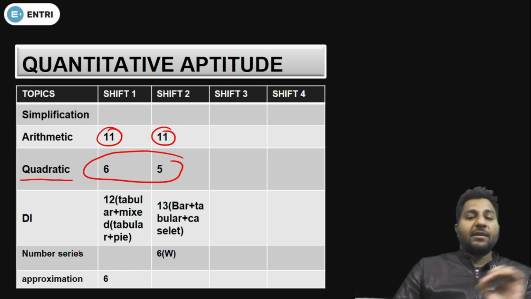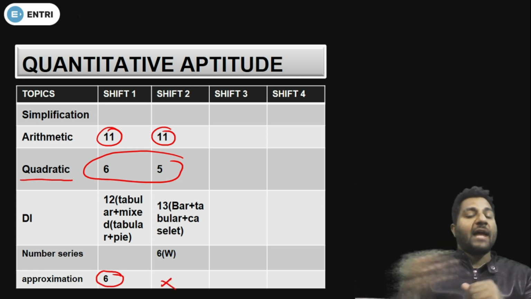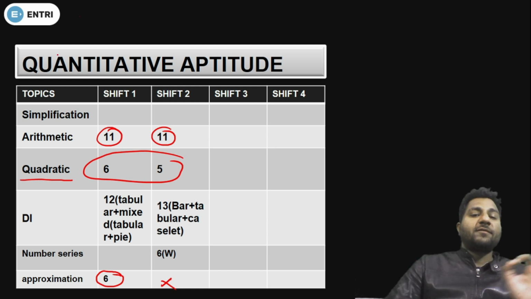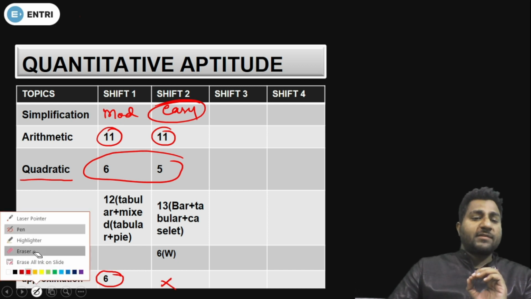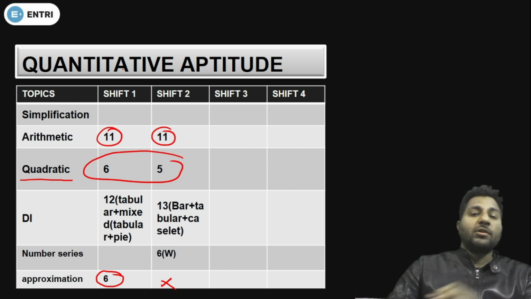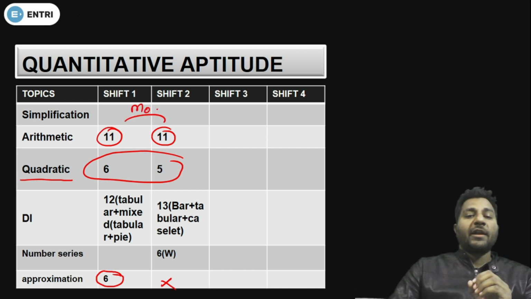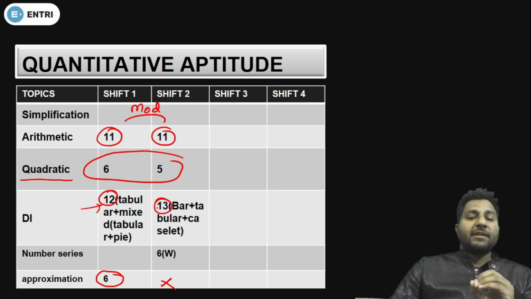But look at the difference. In the first shift they asked an approximation question, while in the second shift they skipped that part, which means the first shift can be of a moderate level, but the second shift is a bit easier. But the SBI PO examination does not consider it like that, so you have to think that both examinations will be on a moderate level. All right, look at them. The DI part was 12 questions and 13 questions.